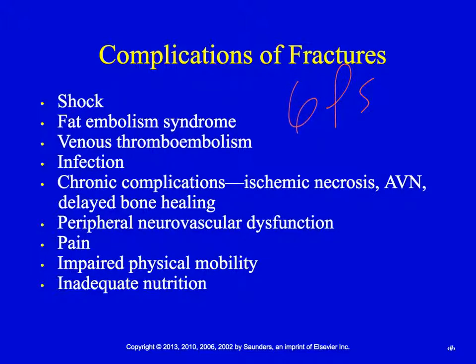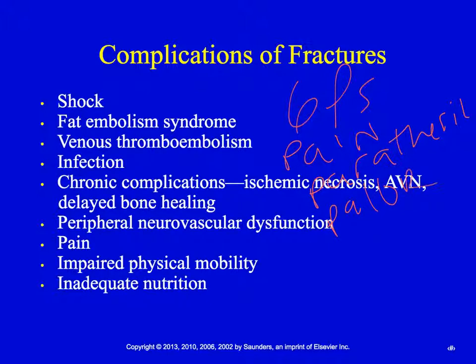These 6 P's are the 6 P's of compartment syndrome. These are the things that could indicate a compartment syndrome in a patient with a fracture. Pain, paresthesia, which means numbness, pins and needles basically. Pallor, which means that it becomes pale. Paralysis.